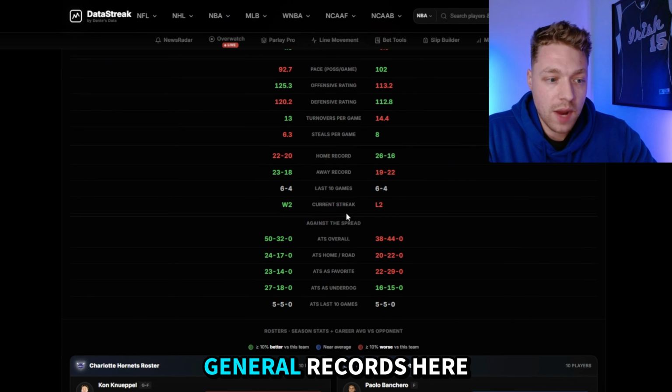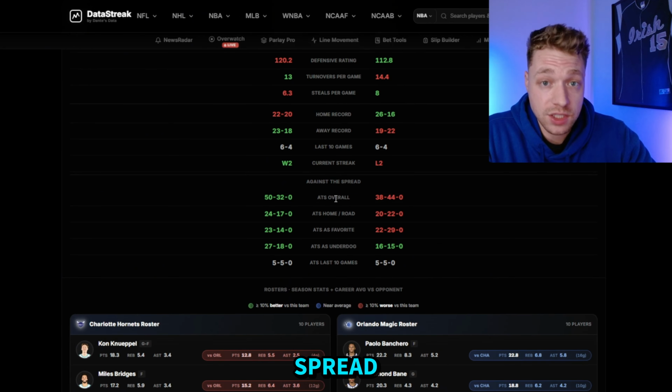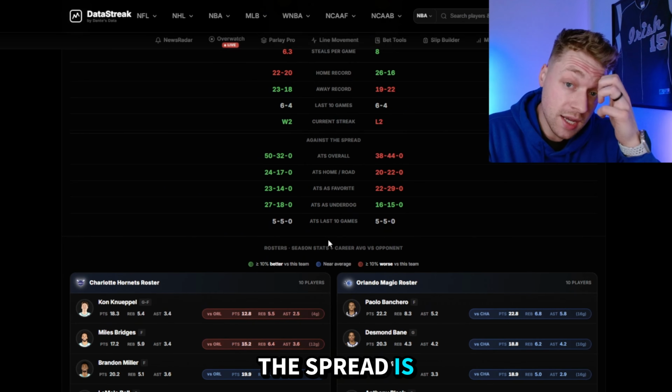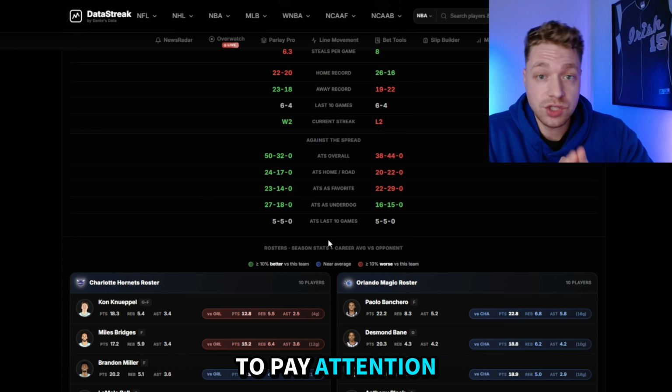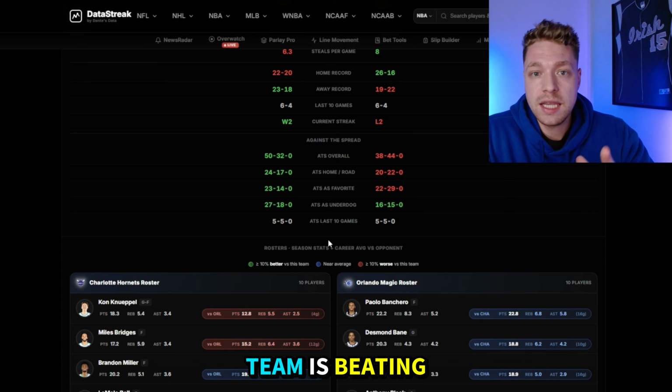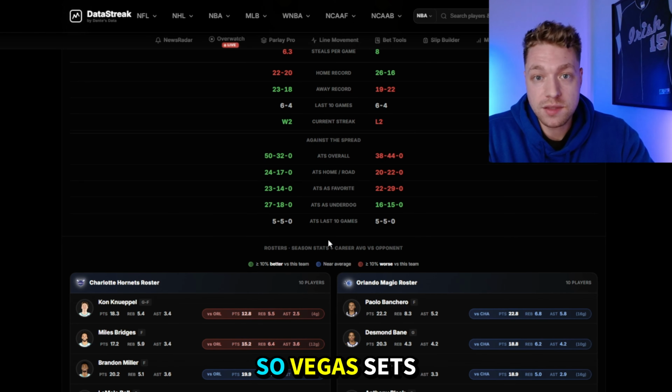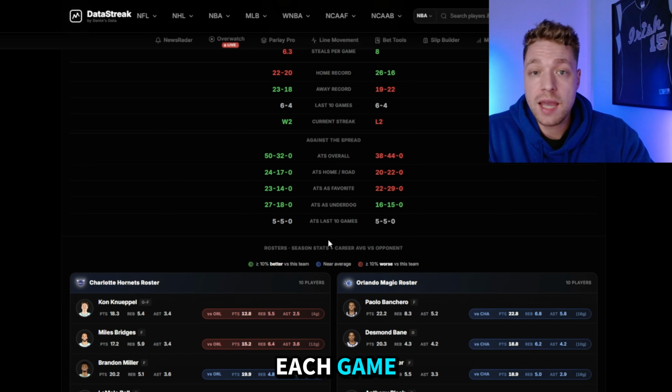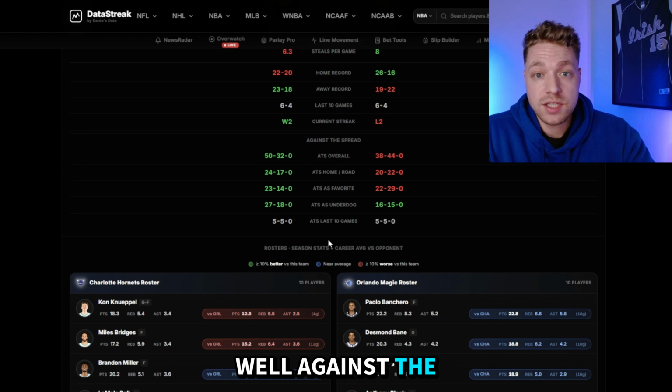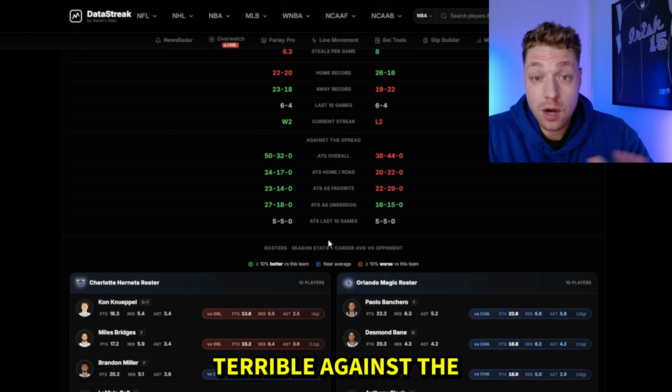We've got their general records here, but also we have against the spread. If you don't know what against the spread is, it's one of the most important things to pay attention to when sports betting. It's how a team is at beating Vegas's spread. So Vegas sets a spread for each game. Certain teams do well against the spread. Certain teams are terrible against the spread.